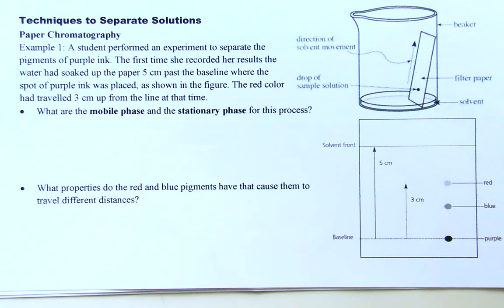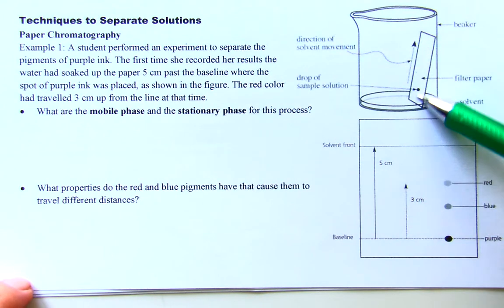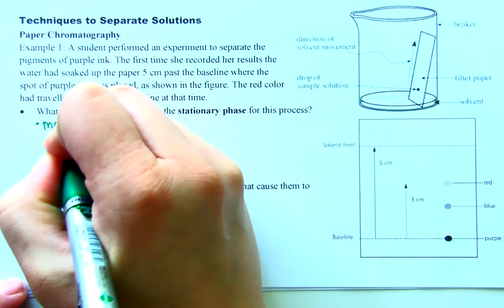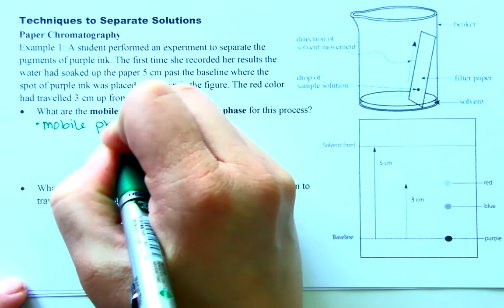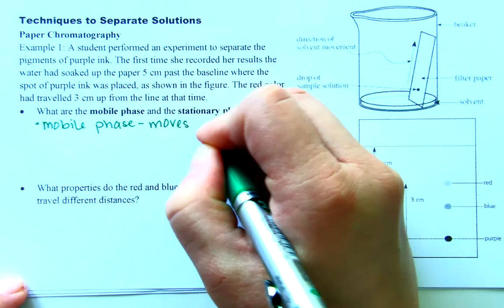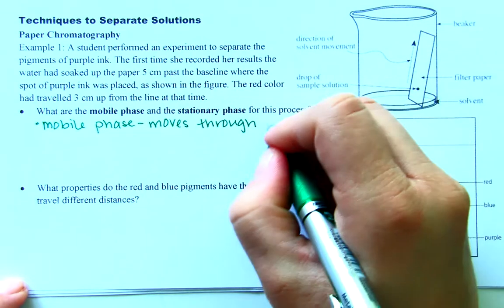Alright, what are the mobile phase and the stationary phase for this process? The mobile phase is just that. It moves. It's the thing that moves. So that's going to be your solvent. In this case, we're using water and ink, so that's going to be the water. The stationary phase doesn't move, and so that's the filter paper in this example. So, mobile phase moves through the stationary phase in which the sample is dissolved.